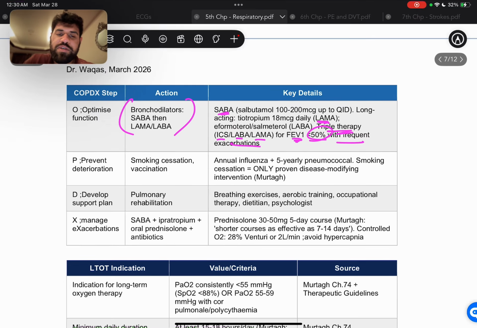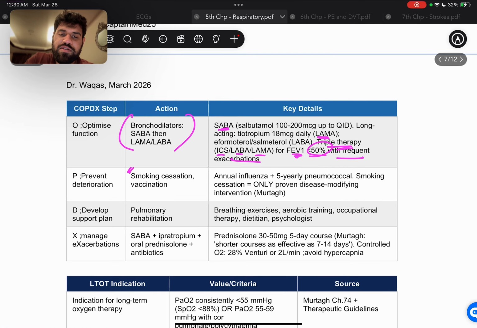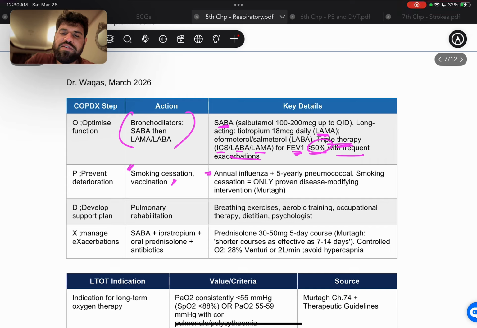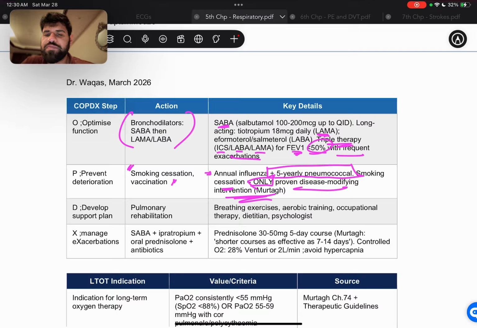Prevent deterioration would be smoking cessation and vaccinations. Because of the buildup of fluid in their lungs, they are more moist and more susceptible to getting influenza. And if they get influenza, their SpO2 is going to deteriorate more. So we have to give them annual influenza vaccines plus 5-year pneumococcal vaccines. Smoking cessation is the only proven disease-modifying intervention. It is the only intervention that helps improve the disease, and this has been proved.